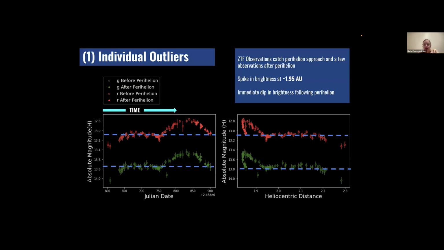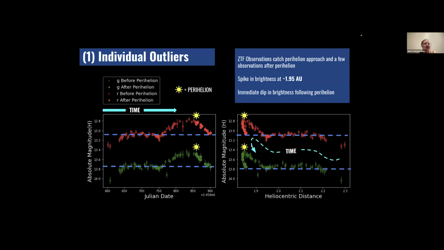If it was just a boring asteroid, you'd have straight lines across where the dashed line is, but instead we have our red and green filter data points, and clearly something is happening with the magnitude, and we're not sure what. But if you think about it a little bit, maybe it has to do with the perihelion. Maybe it's active or something. As the object approaches perihelion, it gets brighter and then it dips afterwards. We know what's going on with objects like this, and we have a lot of them.